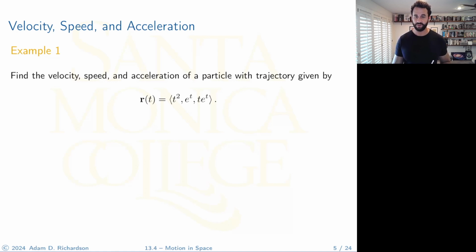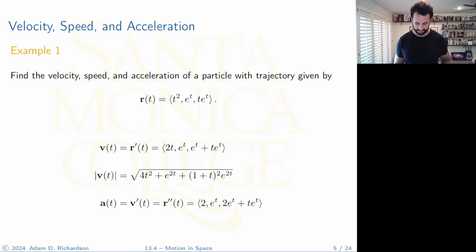All right, here we go. So we have the position vector. To find the velocity vector, we just differentiate it with respect to t. And then to find the speed, we'll take the length of that vector. And then to find the acceleration, we just need to differentiate the velocity vector again. So this is what we get from all this.